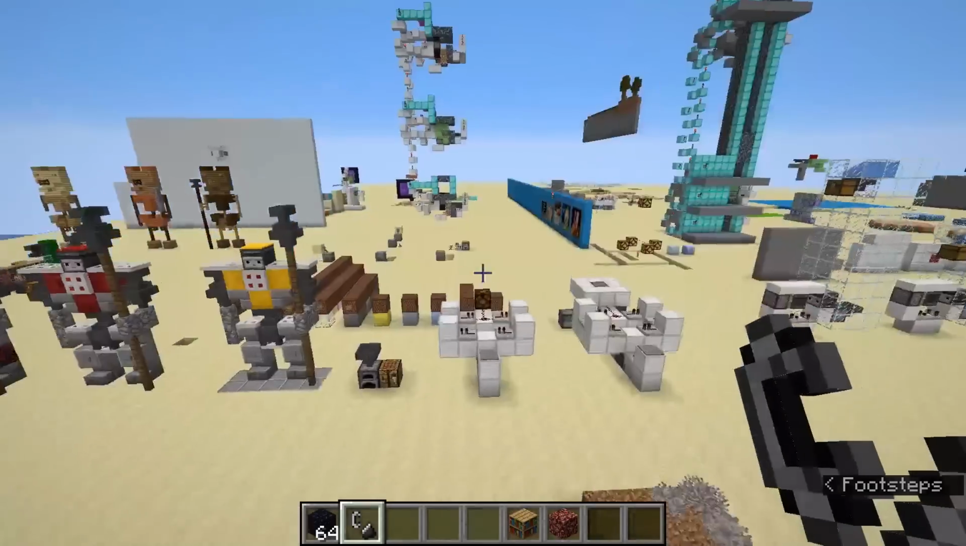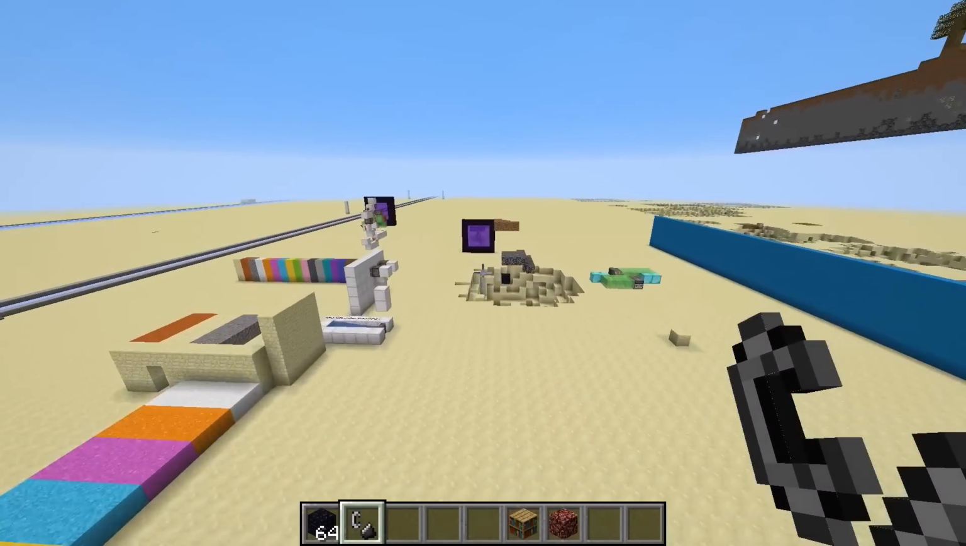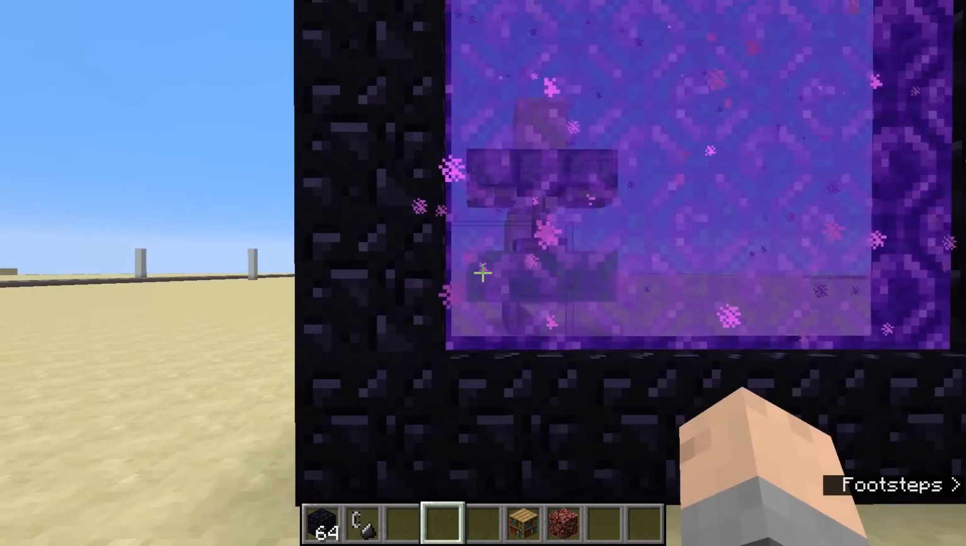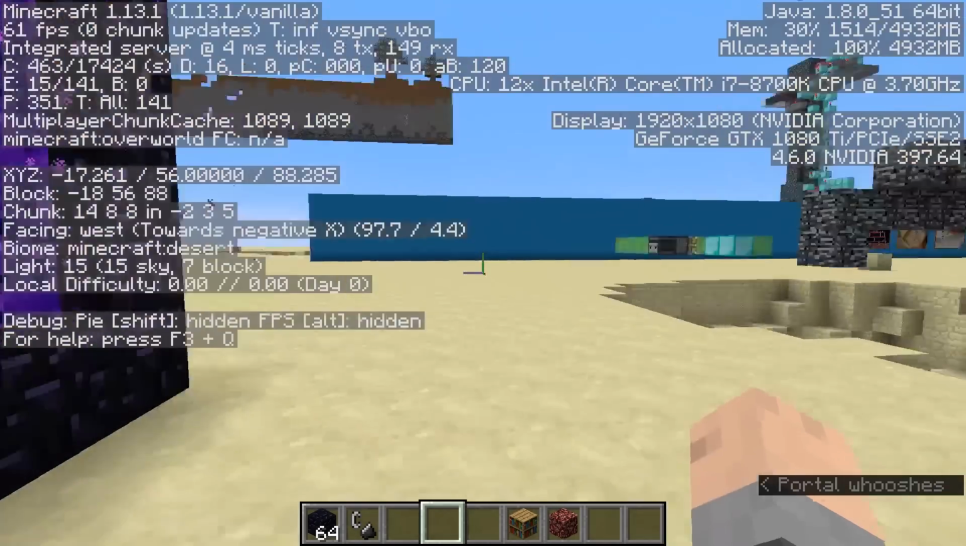Now, I do know that there is another portal over here in my world. So let's look at this and try to create another portal, which should link up, and both of them should be in their own separate area.